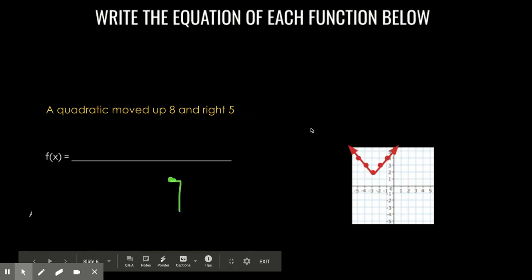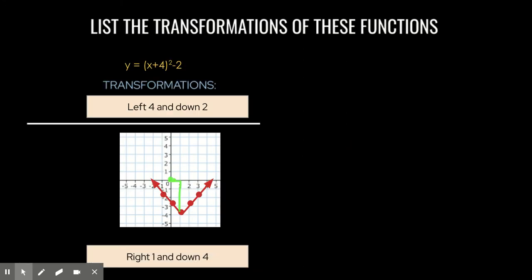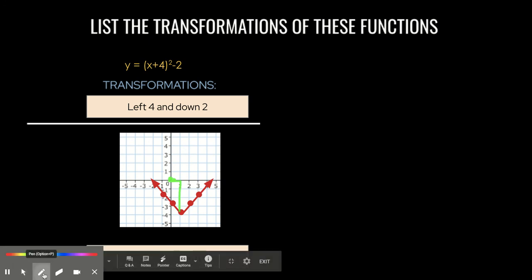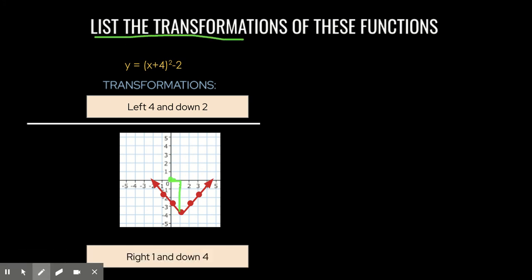I'll wait till that kind of goes away. Nope, it's not going to go away. There it is. Okay, so right 1 and down 4. And this one just says, again, list the transformations. So we just listed what was happening. Okay, now let's go back to the graph.